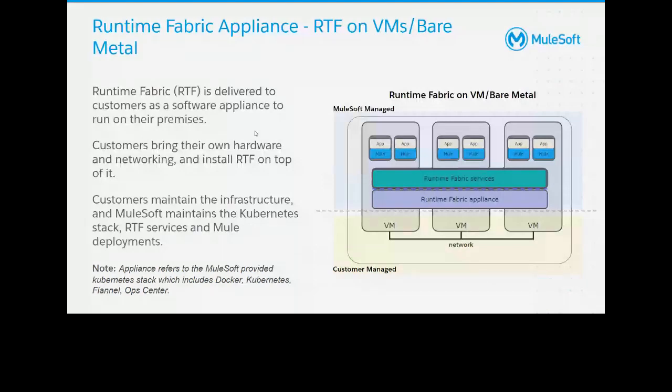In the appliance model, you also get all the Runtime Fabric services packaged within it. You get an Ingress controller. We'll talk about what Ingress is. It's basically an inbound load balancer. So everything is packaged within it, and you can now install it across your virtual machines in different environments. Next slide, please.